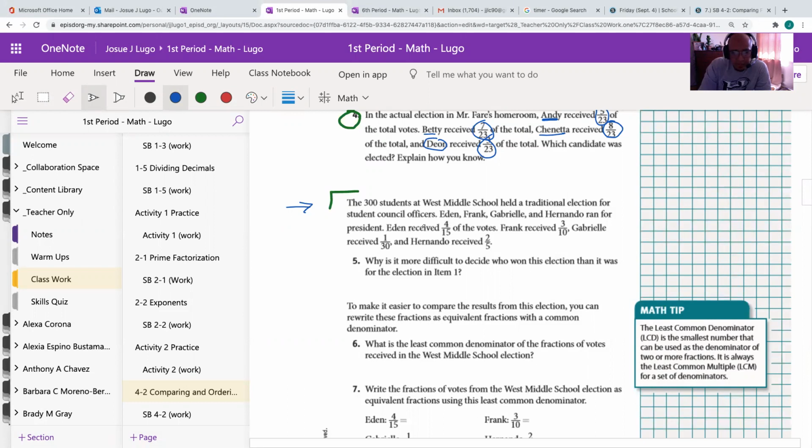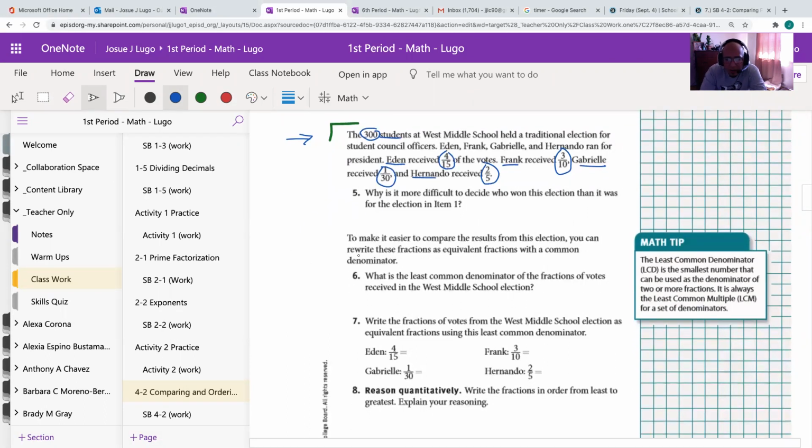So let's get the important information. Eden got 4/15, okay? Oh, and before even that, there's 300 total students. That's important. And out of those students, Eden received 4/15 of their votes. Frank received 3/10 of their votes. Gabrielle received 1/30 of the votes, and Hernando received 2/5. All right?